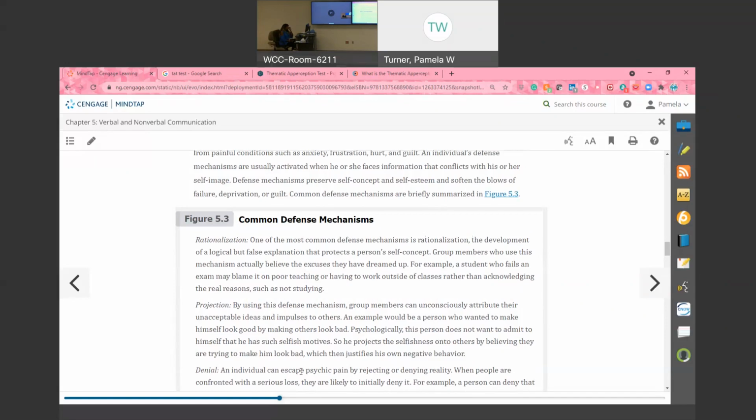By using these defense mechanisms, group members can unconsciously attribute their unacceptable ideas and impulses to others. For example, would a person who wanted to make himself look good by making others look bad, right? Psychologically, this person does not want to admit that they have such selfish motives. So he projects the selfishness onto others by believing they are trying to make him look bad. Okay, so projection is projecting my feelings, the way that I feel, onto you.